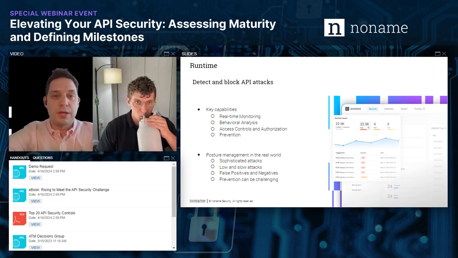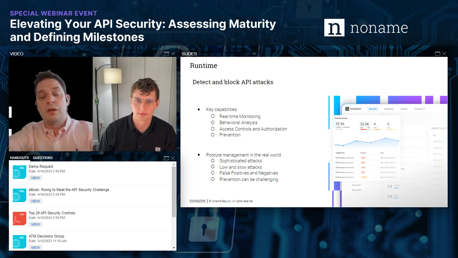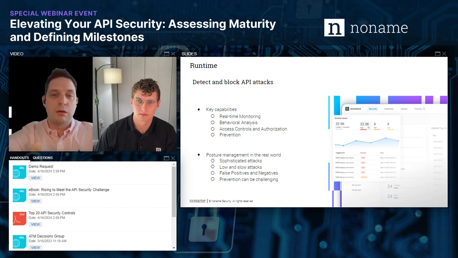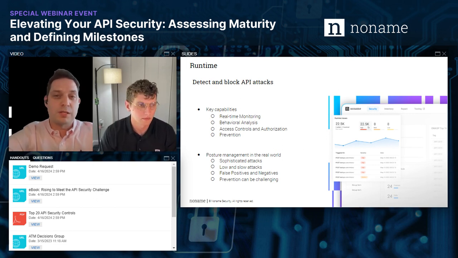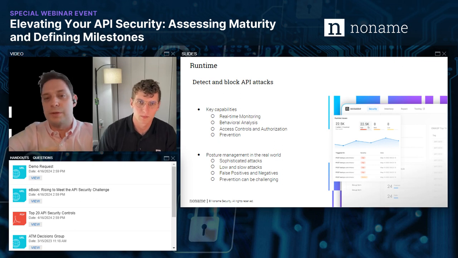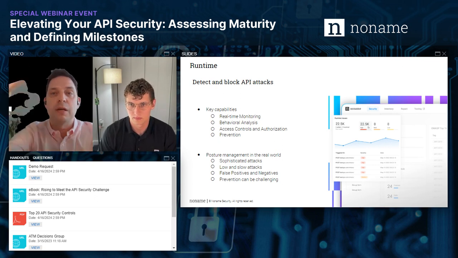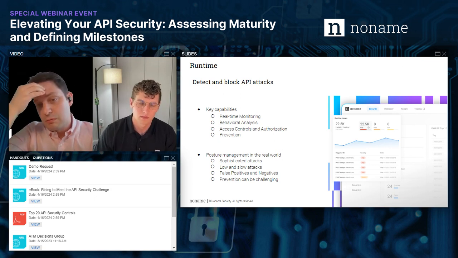And one final thing to mention is that prevention itself can also be challenging. You don't want to just start blocking attacks right away. This might disrupt your business. It might stop some users from accessing or stop some programs from running. So looking at other preventative measures, like rate limiting or throttling, could be an initial step to save yourself. Marco, anything else you can think about here?